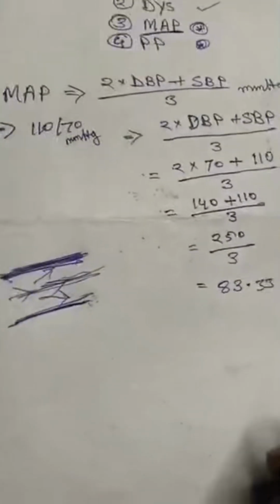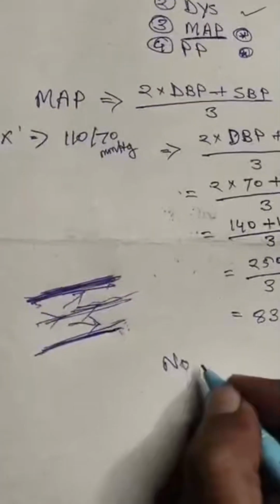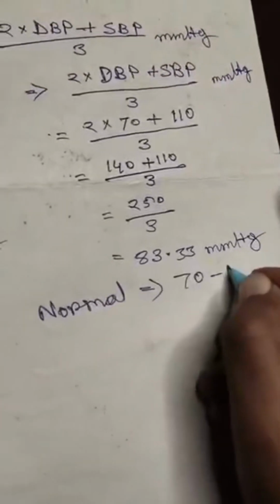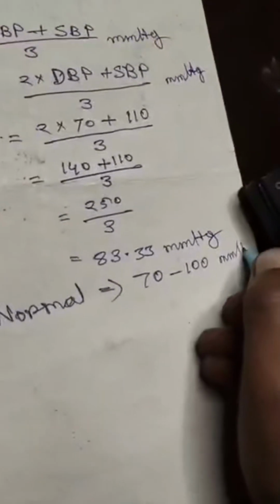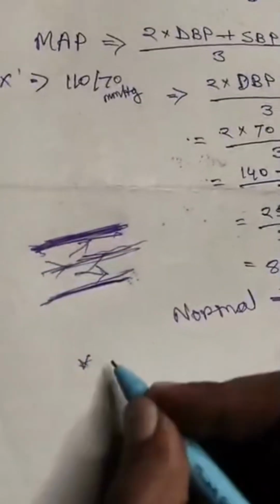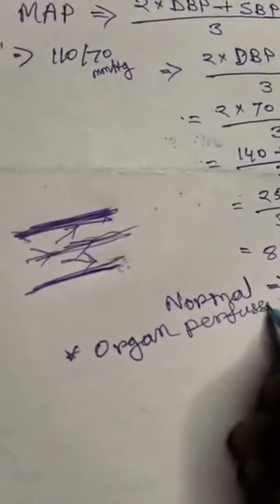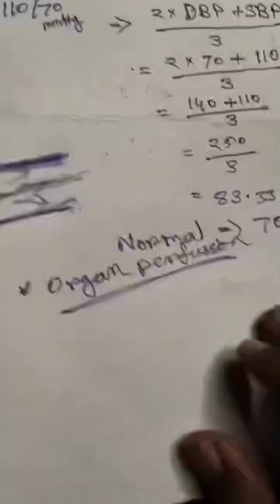So the normal range, I can write, is 70 to 100 mm of Hg. It also indicates the organ perfusion. So it is very important for the organ perfusion.